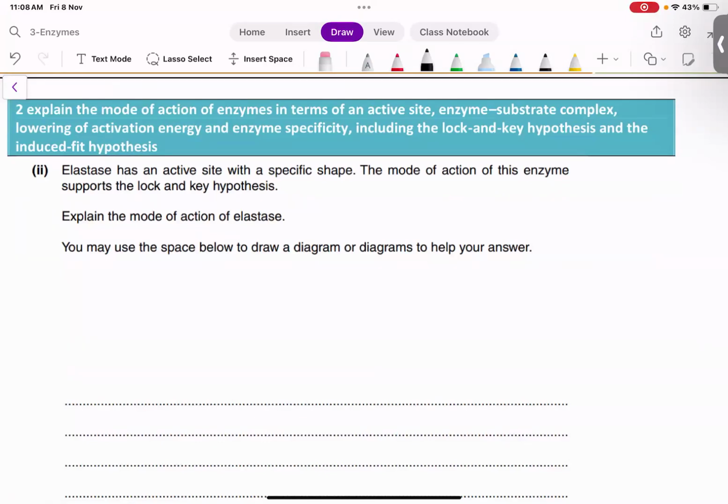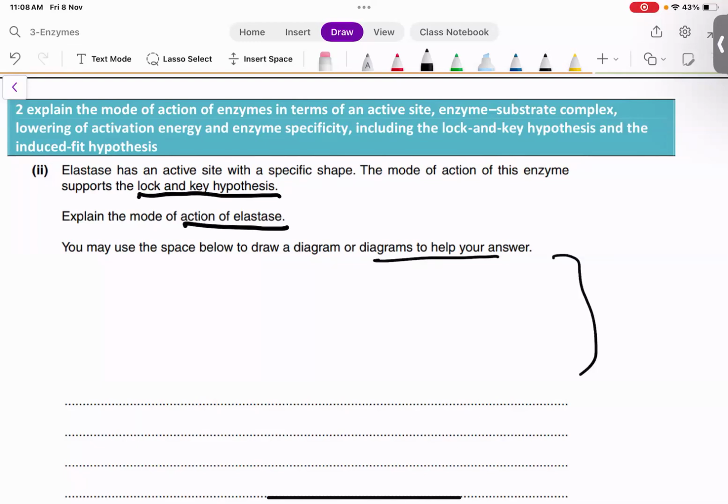This is the mode of action of an enzyme. Elastase has an active site with a specific shape. The mode of action of this enzyme supports the lock and key hypothesis. Okay. Explain the mode of action of elastase. You may use the space below to draw a diagram or diagrams to help your answer.